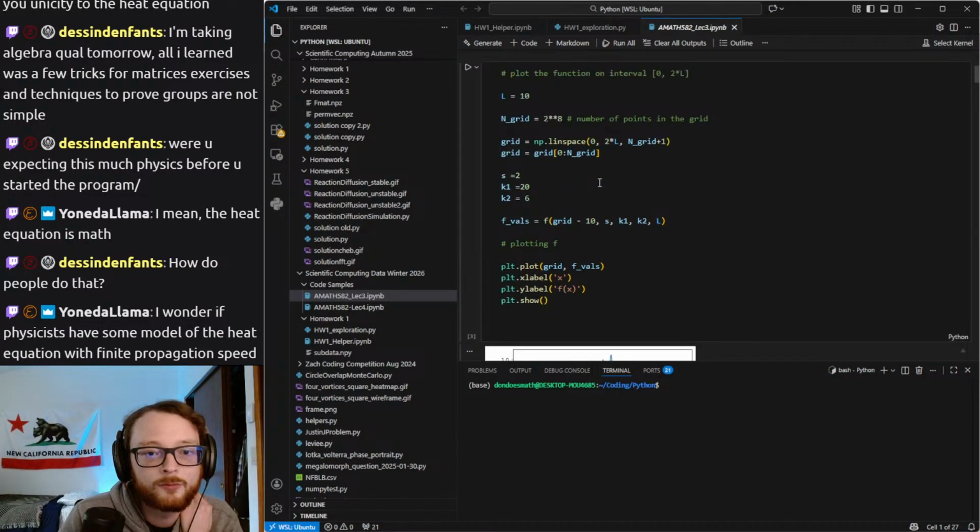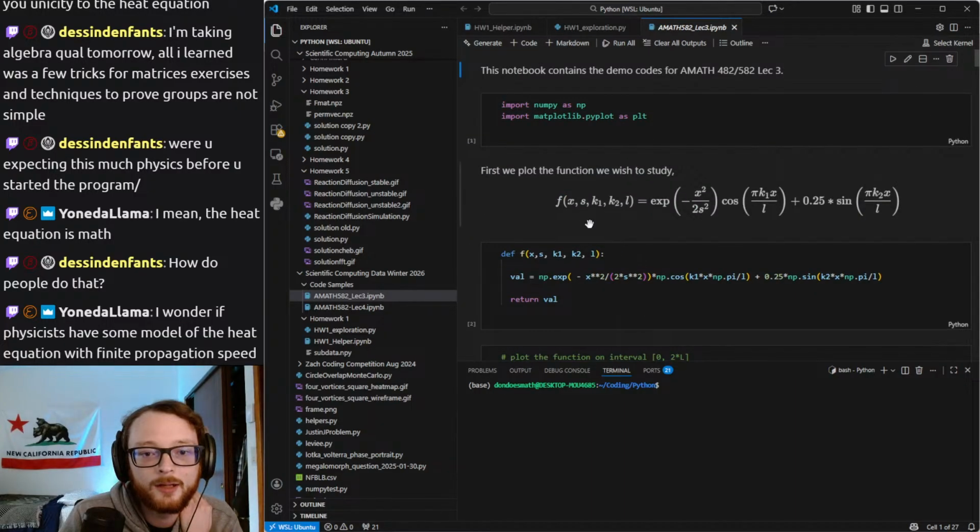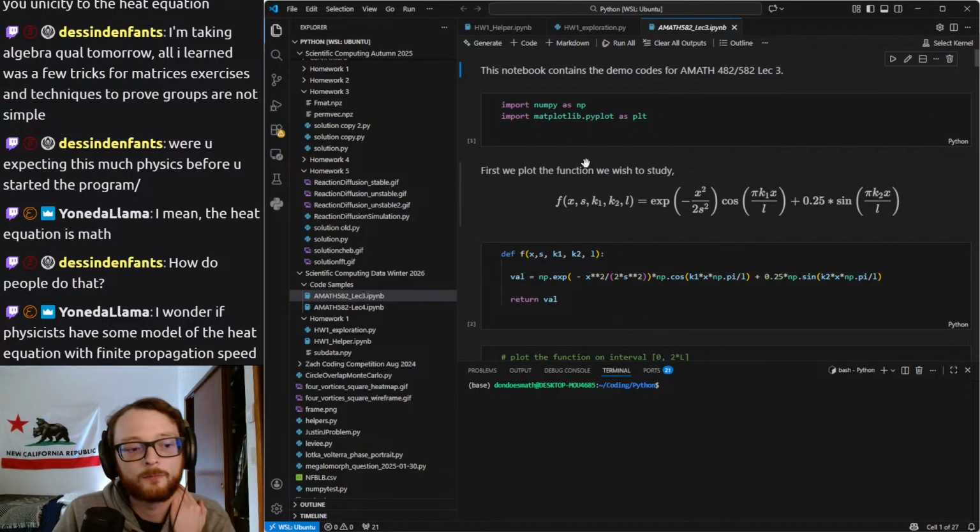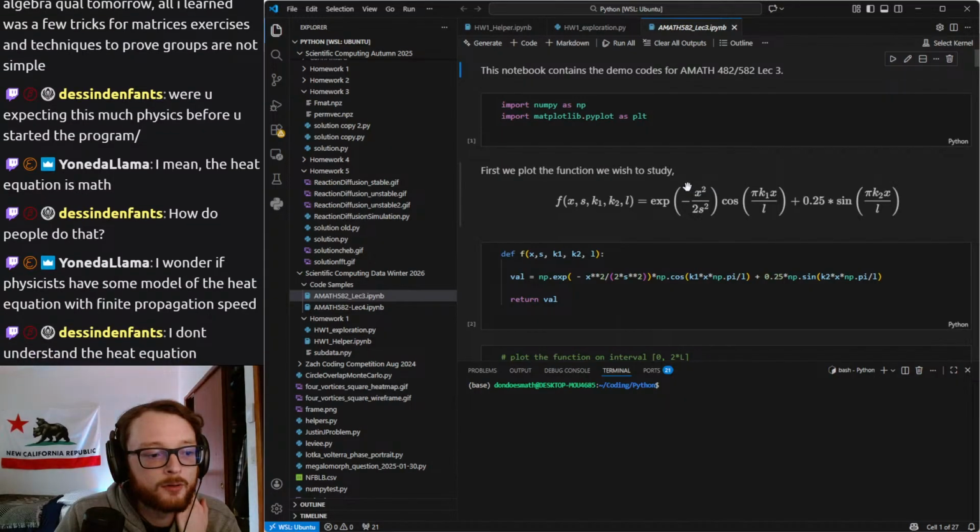Okay, so this is like a sample for denoising data. So you don't understand the heat equation? What about it? Oh wait, is your "how do people do that" about denoising data or either way? I'm gonna explain this.